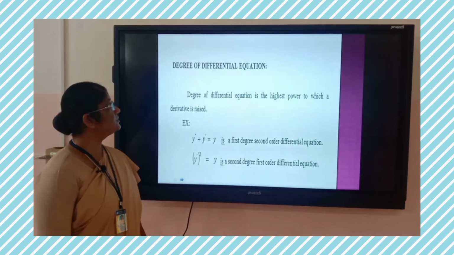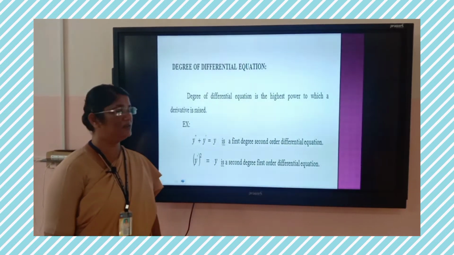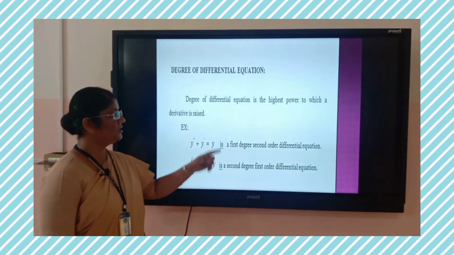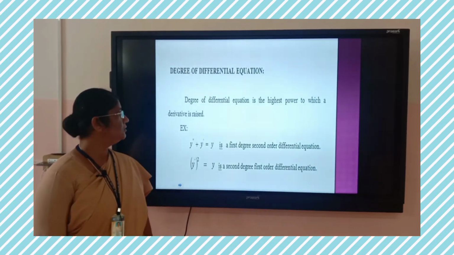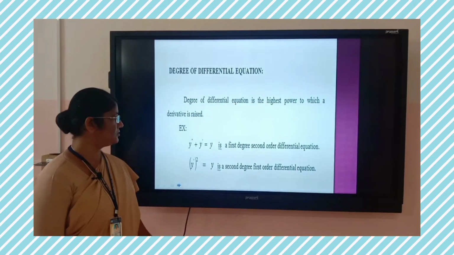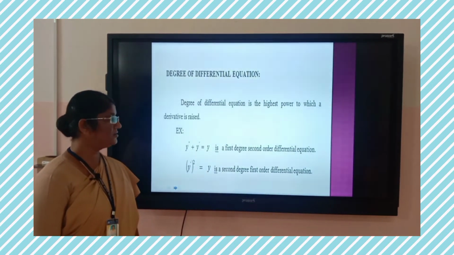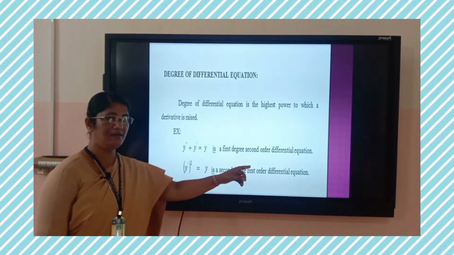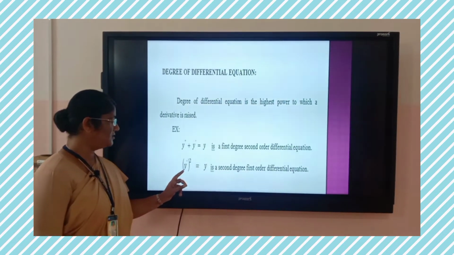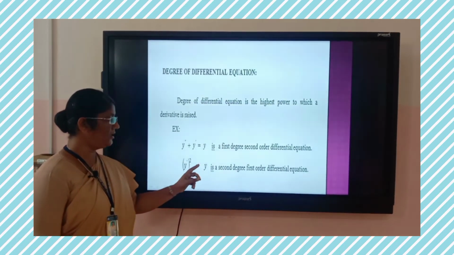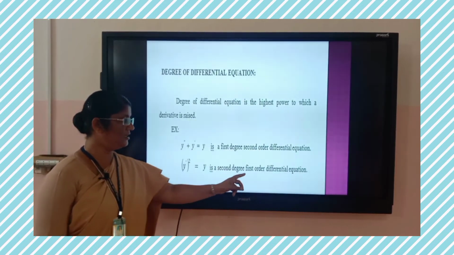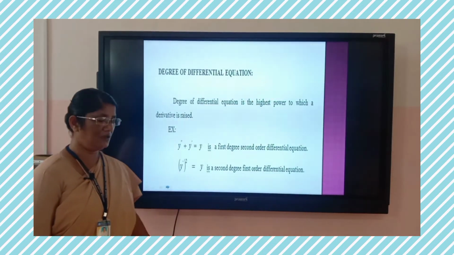Next we will see the definition of degree of differential equation. The degree of a differential equation is the highest power to which a derivative is raised. Example, y'' + y' = y is a first degree second order differential equation. The second equation, (y')² = y is a second degree first order differential equation.